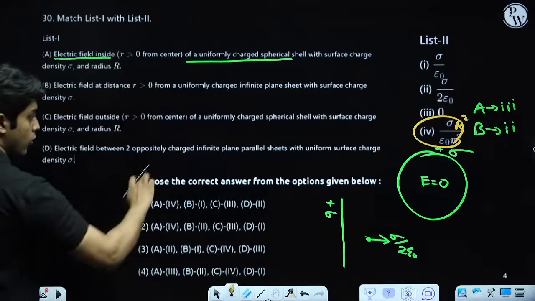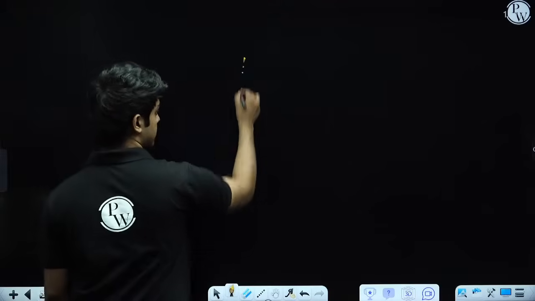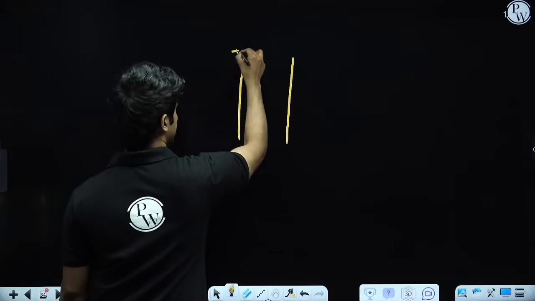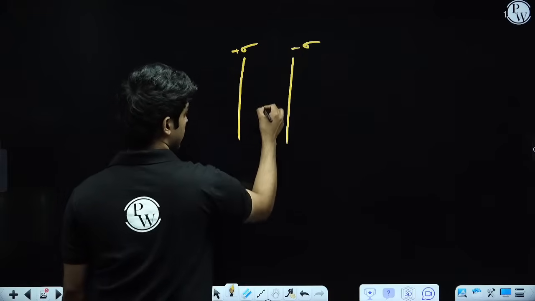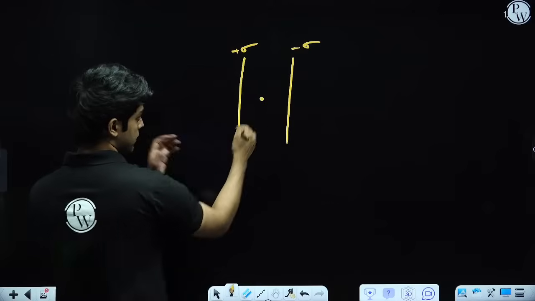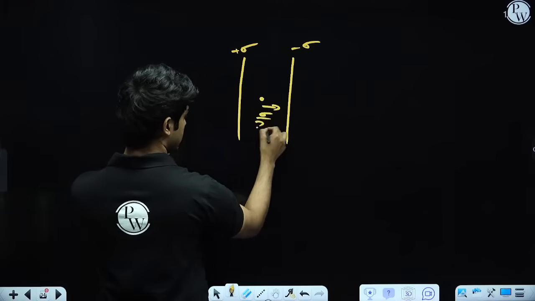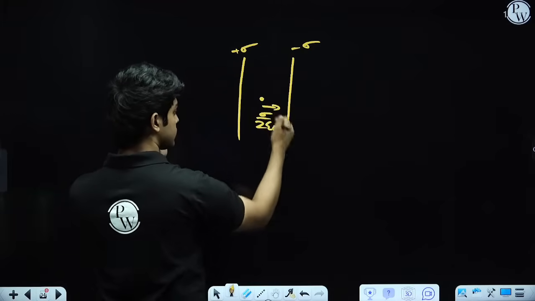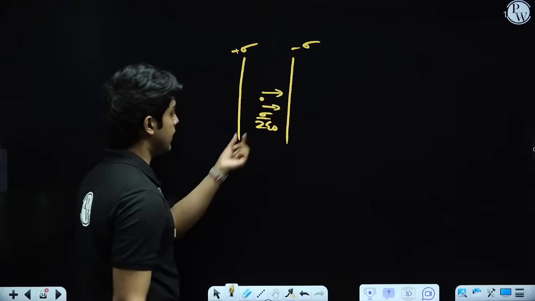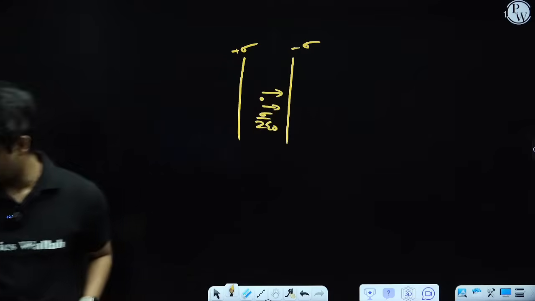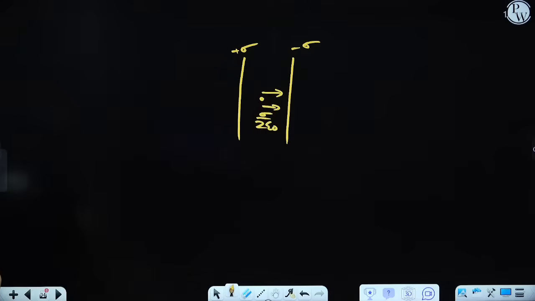If I have two oppositely charged infinite planes, so if I have a plus sigma and a minus sigma, what is the electric field in between? So due to this plus sigma, it will be sigma by 2 epsilon naught to the right, right? And due to this minus one also, it will be to the right, and the net will be sigma by epsilon naught. Okay, all right.